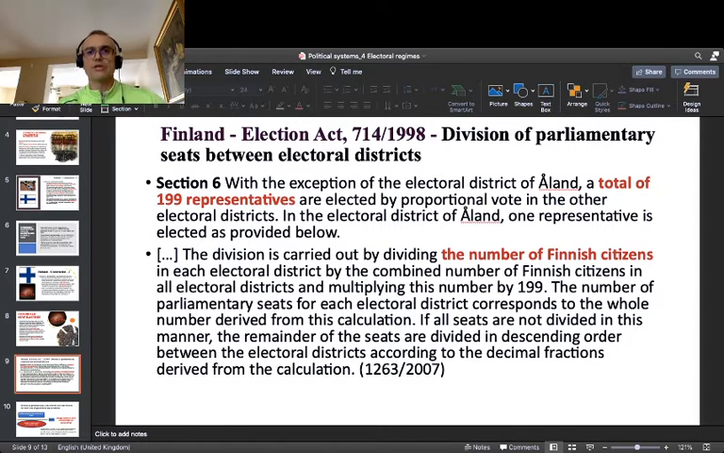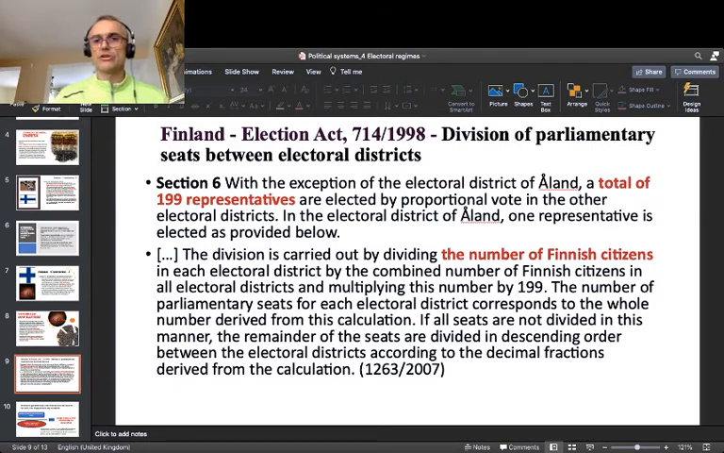Section 6. With the exception of the electoral district of Åland, a total of 199 representatives are elected by proportional vote in the other electoral districts. In the electoral district of Åland, one representative is elected as provided below. The division is carried out by dividing the number of Finnish citizens in each electoral district by the combined number of Finnish citizens in all electoral districts and multiplying this number by 199. The number of parliamentary seats for each electoral district corresponds to the whole number derived from this calculation.